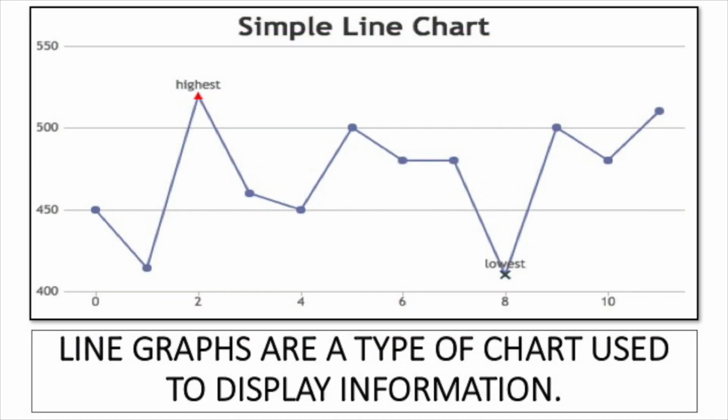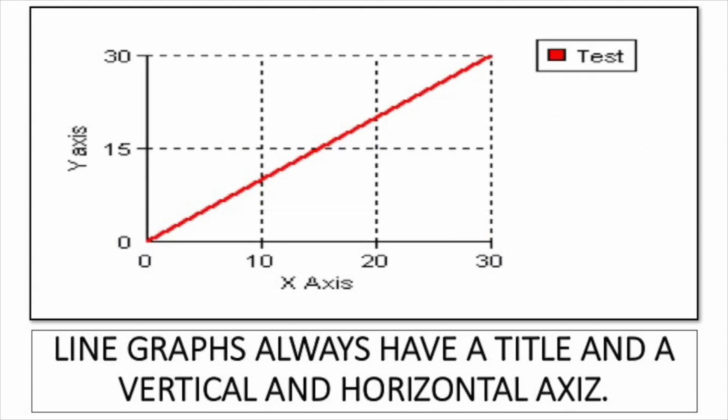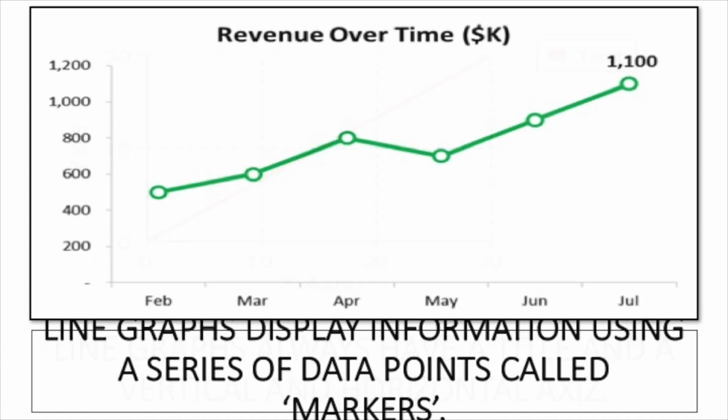Line graphs are a type of chart used to display information. Yes, like all charts or graphs, we get information. Line graphs always have a title and a vertical and horizontal axes, like you've just found out there and demonstrated. Well done. Line graphs display information using a series of data points called markers.